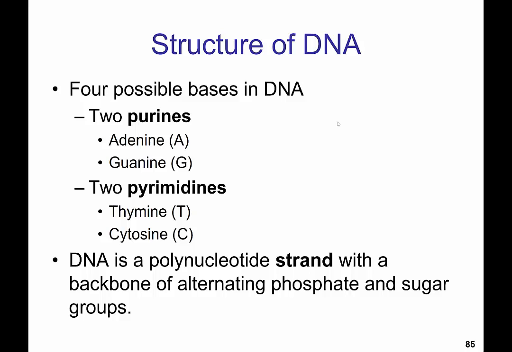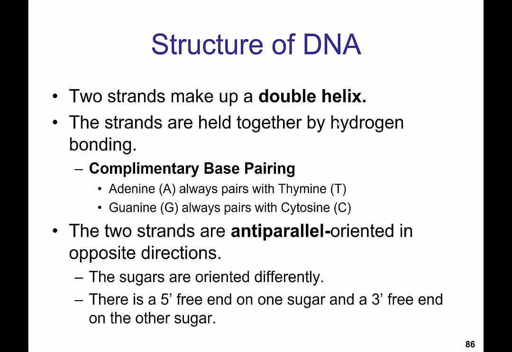We just mentioned that there are 4 possible bases in DNA. 2 are purines, adenine and guanine, A and G, and 2 pyrimidines, thymine and cytosine, T and C. DNA is a polynucleotide strand with a backbone of alternating phosphate and sugar groups. These 2 strands make up a double helix. It looks like a twisted ladder. The strands are held together by hydrogen bonding.